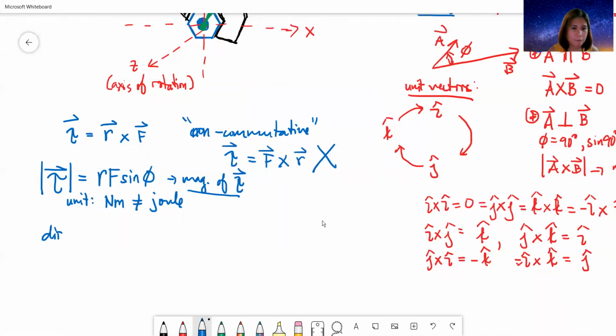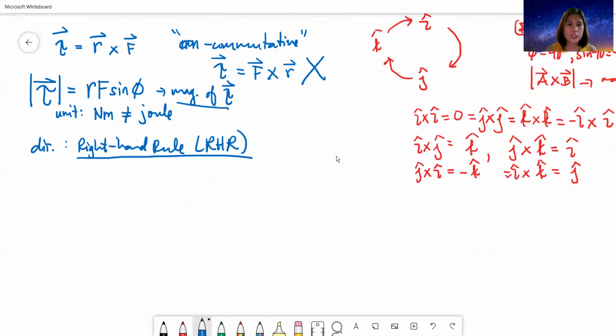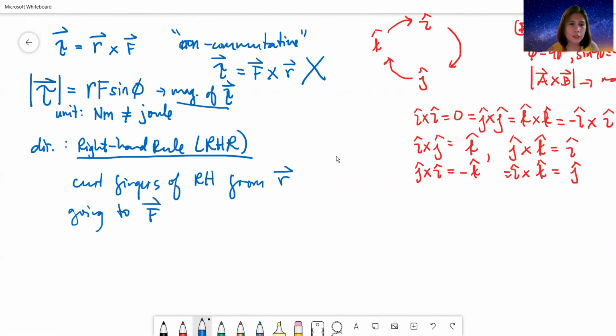So, if this is the magnitude now, how do we get the direction? The direction, ang partner ng RF sine theta for the direction will be the right-hand rule, or the RHR. We have discussed this also, hopefully we've learned this sa discussion ng vectors in the early part of the semester. For the right hand rule, you curl the fingers of your right hand from vector R going to the direction of vector F, and then your thumb points in the direction of the torque. Okay? Medyo tricky ito.